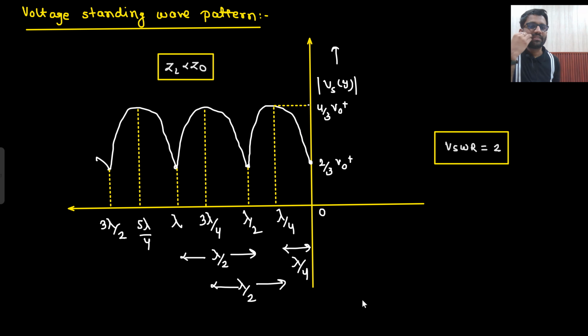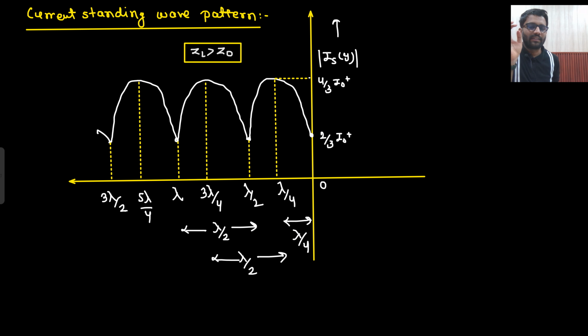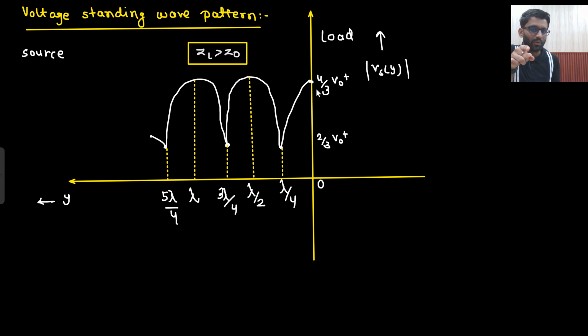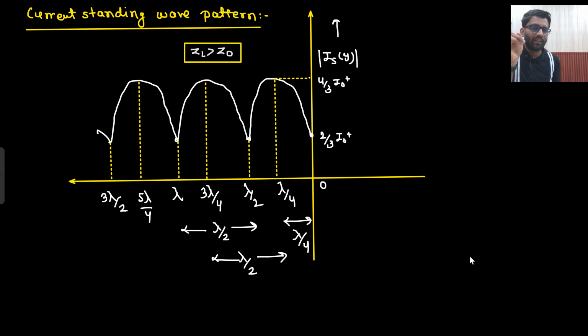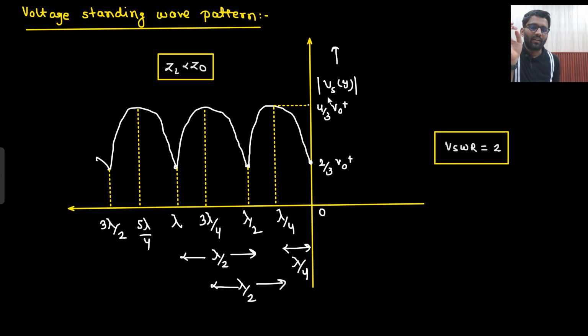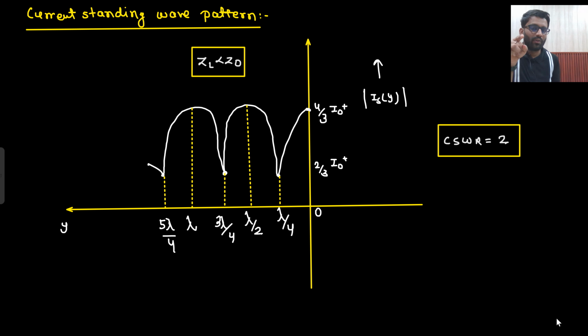But in all the cases, for resistive load, at the load you are having either maxima or minima. Let's see all the patterns. Starting from here, at load you are having voltage maxima, at load you are having current minima, at load you are having voltage minima, at load you are having current maxima.